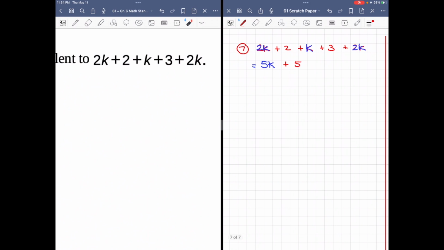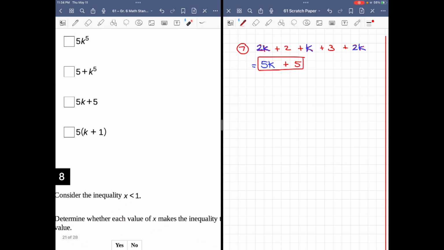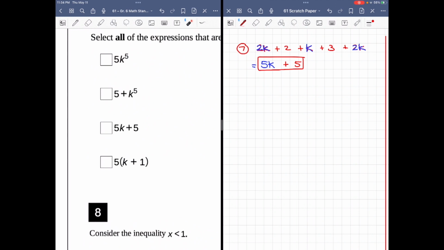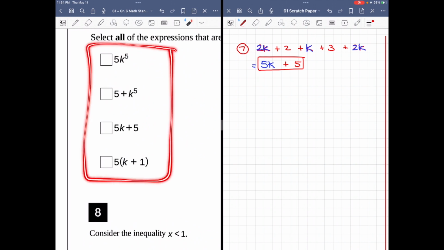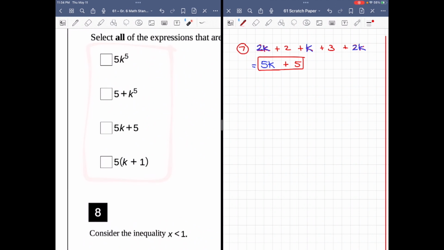So one of the correct answer choices is right here. We have 5k plus 5. And if we look at the answer choices, you'll notice that it actually matches one of the choices that we have here. So 5k plus 5 matches the third choice right here. There's 5k plus 5. So one of the correct choices is the third one right here.